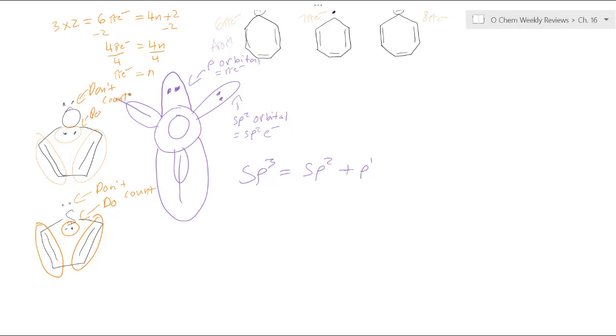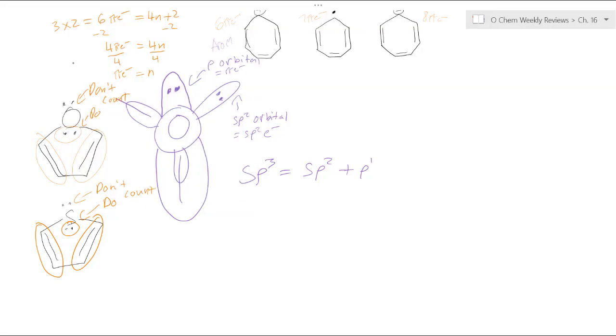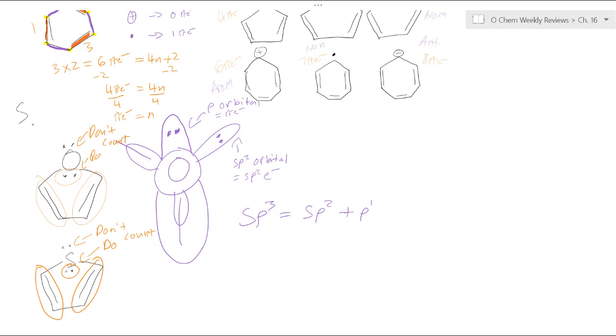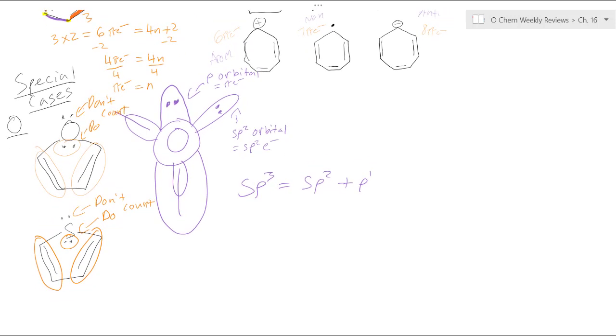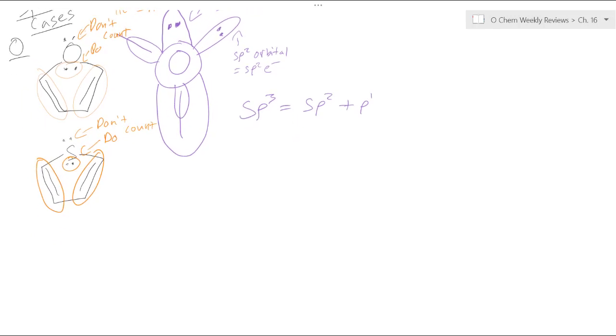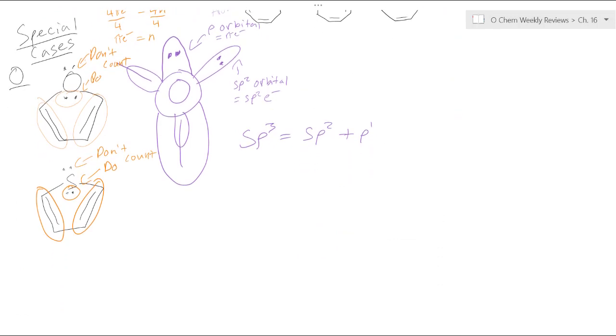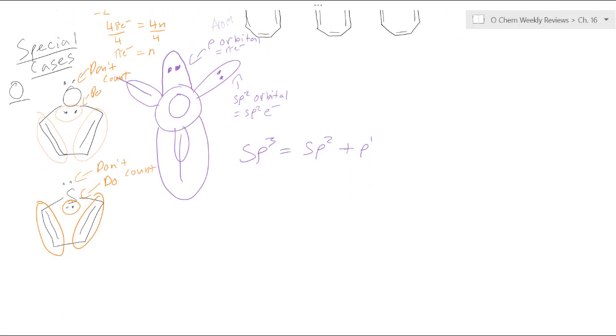I'm also going to go over nitrogen, because nitrogen also has a special case. So let me label this section for special cases. And then we talked about oxygen. Now we will talk about nitrogen. If I can zoom out. Okay, I guess that's the most zoomed out it's going to get. Nitrogen is going to look like this.